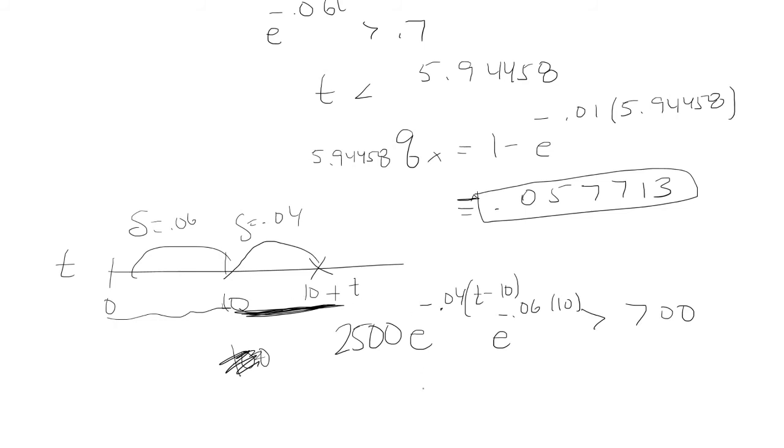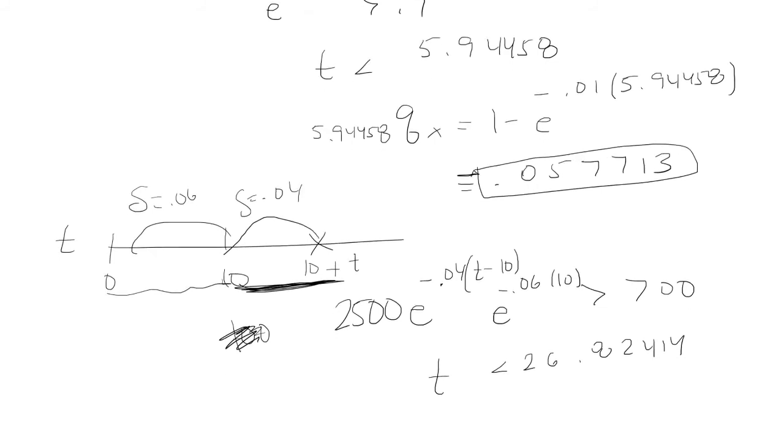Okay, so doing some algebra, we end up getting t is less than 26.82414. So that's quite a bit out here. Because we're in the interval of 10 and above, the difference there is the same thing as dying within 16.82414 years.